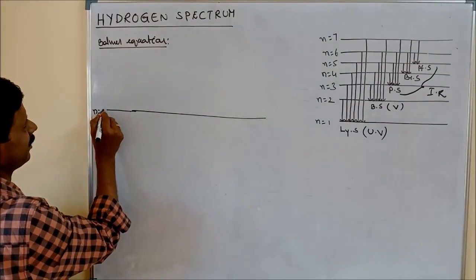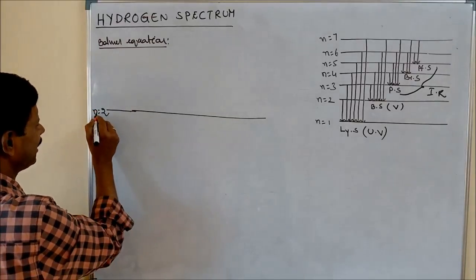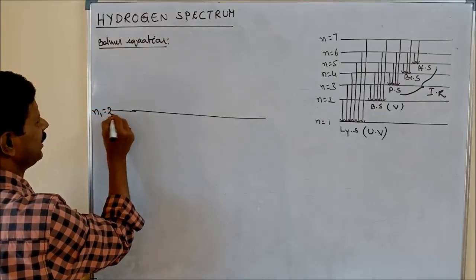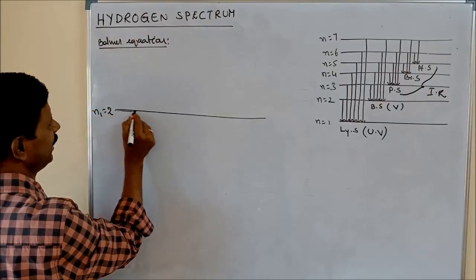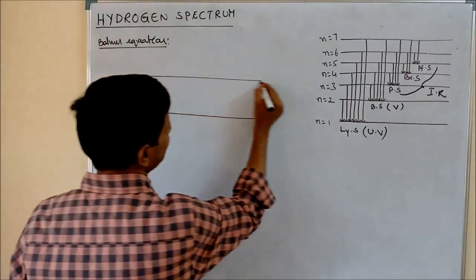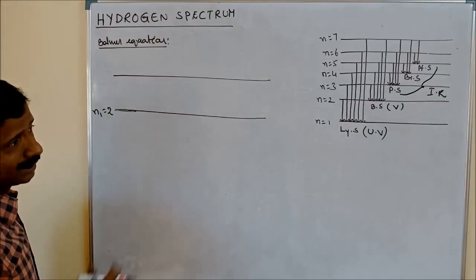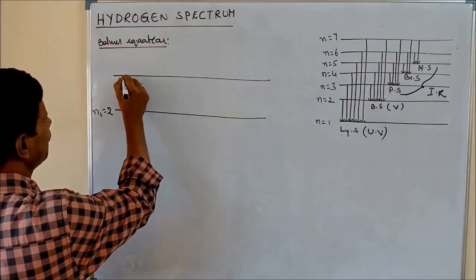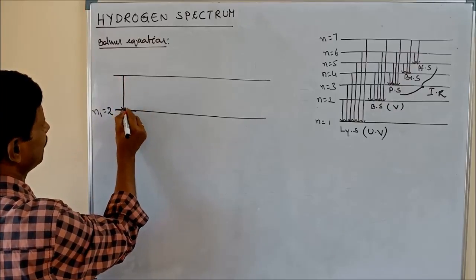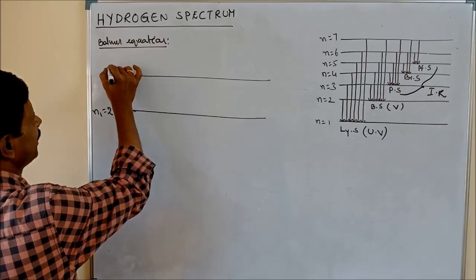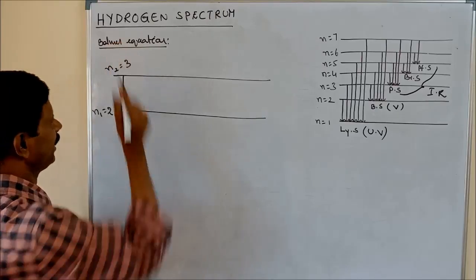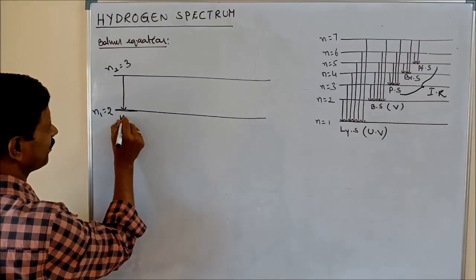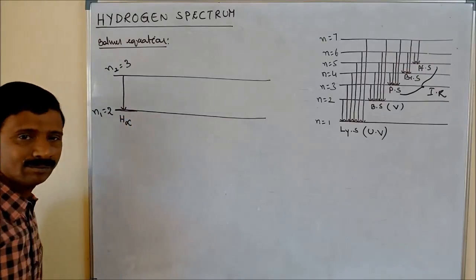So this is nothing but the second orbit. Let it be N1. This is N1 for Balmer series, and now higher energy levels. See the first line: if the electron is de-exciting from third to second, this is the line we are getting, where N2 is equal to 3. So 3 to 2 is the first line in Balmer series, which is represented by H alpha.